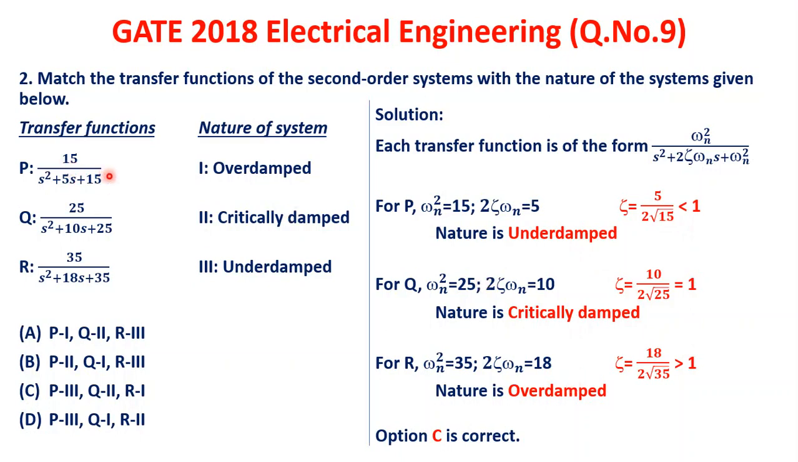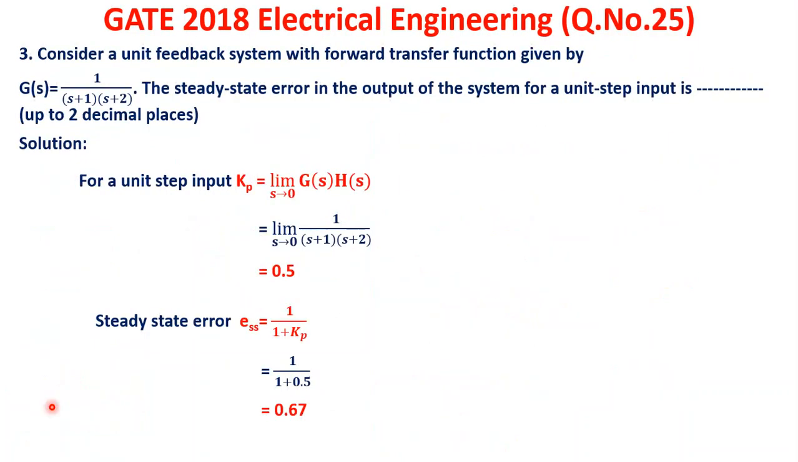So P under damped means P3. Q critically damped, that is the second option, or first nature. Therefore P3, Q2, R1. I think that falls into this third option. Option C only fits into this, because P3 under damped, Q2 critically damped, R1 over damped. So option C is correct. So let us move on to the next problem.